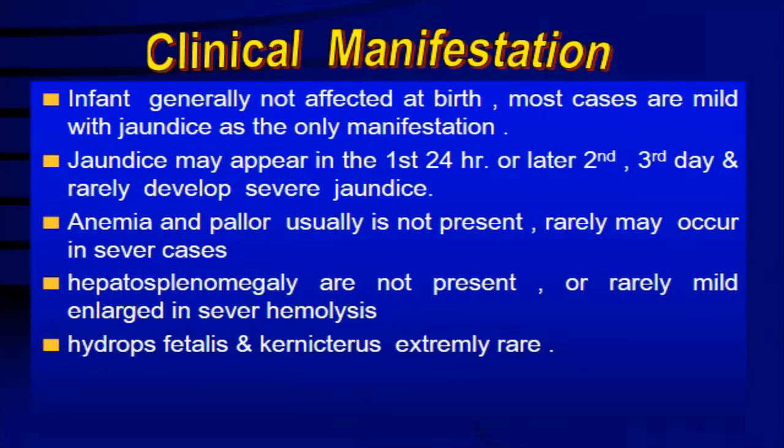Clinical manifestation: the infant is generally not affected at birth. Most cases are mild, with jaundice as the only manifestation. Jaundice may appear in the first 24 hours or later, on the second or third day, or rarely develop as severe jaundice. Anemia and pallor are usually not present, rarely occurring in severe cases. Hepatosplenomegaly is not present, or rarely a mild enlargement in severe hemolysis. Hydrops fetalis and kernicterus are extremely rare.